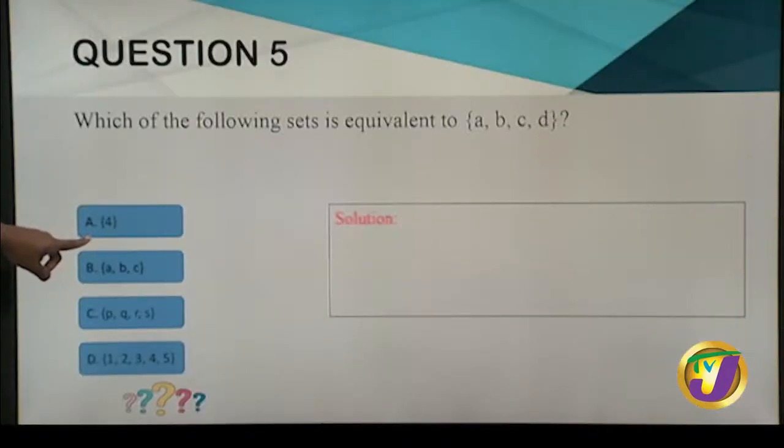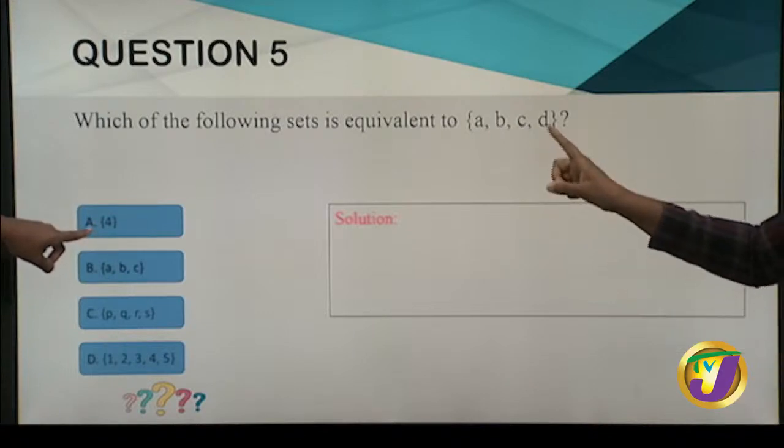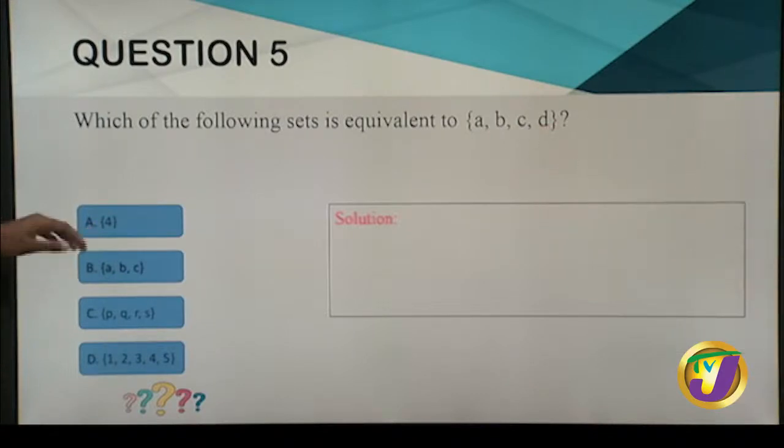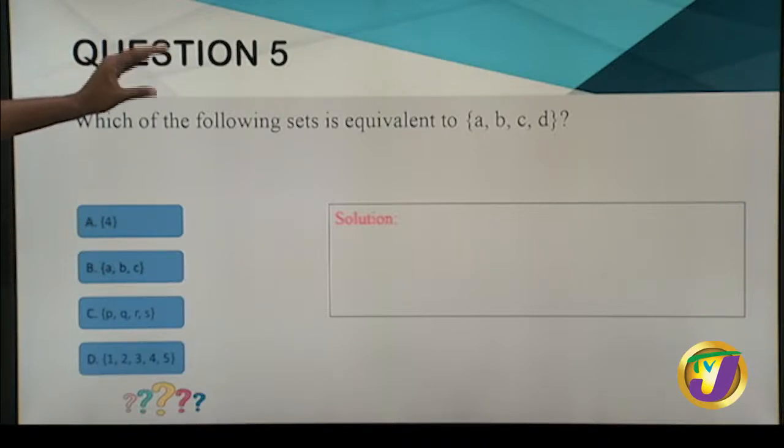So this 4 does not mean that. That means that set has 1 element. So the element here is 4. Don't confuse the 4, the number of elements there, with option A, which says that 4 is an element in this set. So clearly our answer is going to be C.